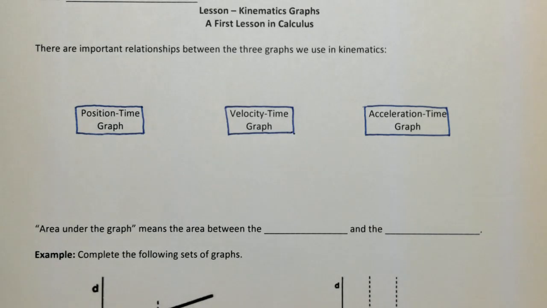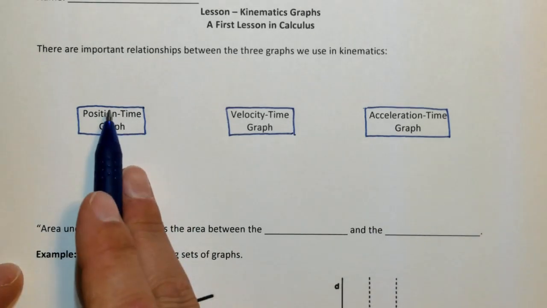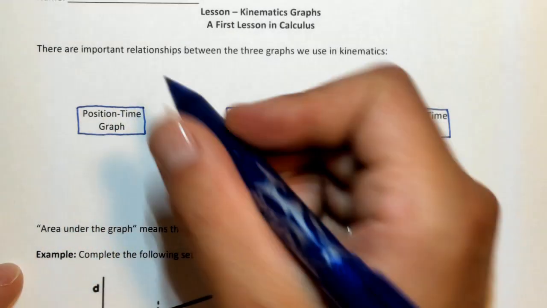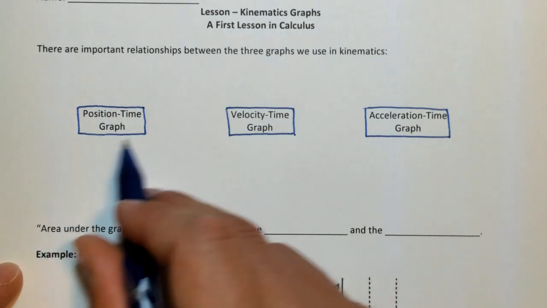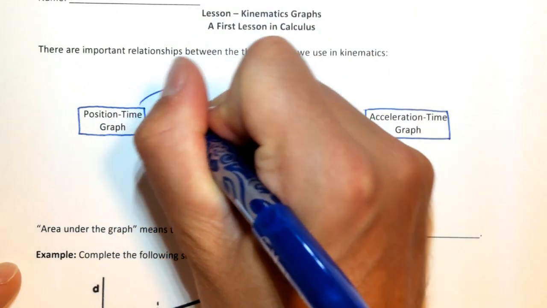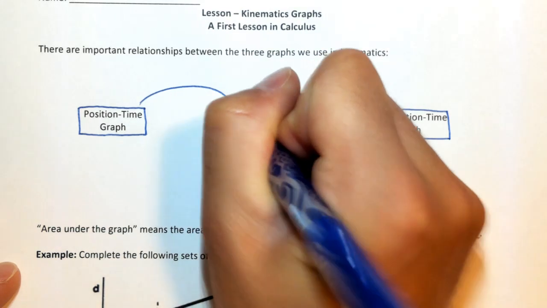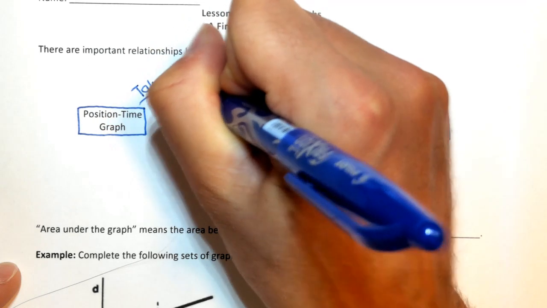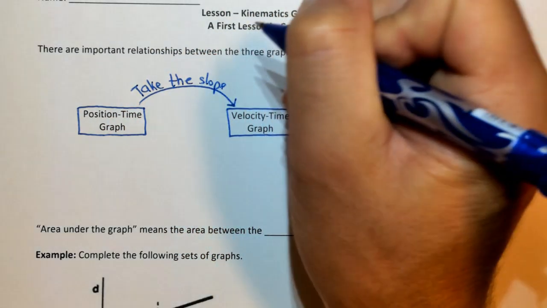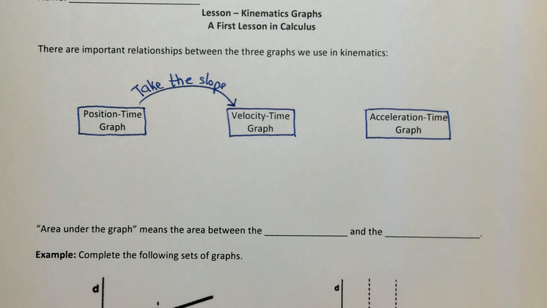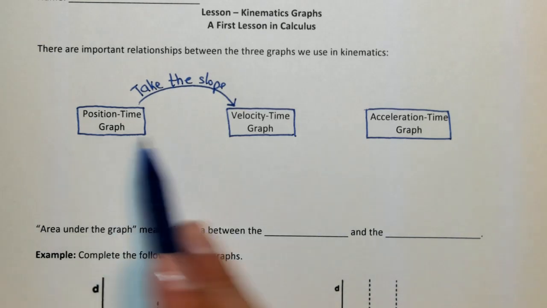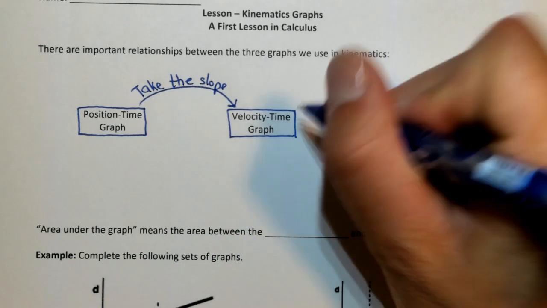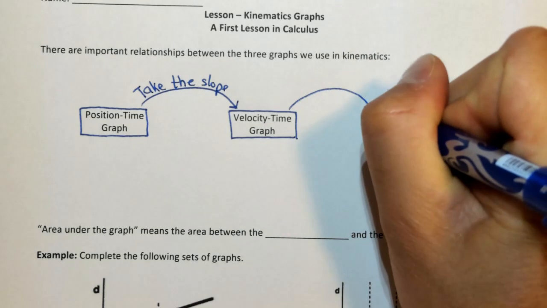So the connection between these graphs is, if I'm looking at one of these graphs and I want to get to the next one, say a position time graph, and I want to know what an object's velocity is, I look at this graph and I find the slope. So I can get from here to here by taking the slope. And as you might be starting to expect by now, I use the same process to get from here to here. If you're looking at a velocity time graph and you want to find acceleration, you take the slope.